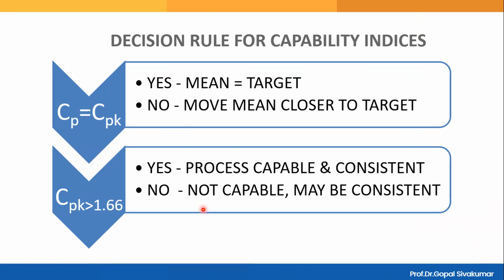This is the requirement: CP must be equal to CPK, and CPK must be more than 1.67. If it is more than 1.67, the process can be considered capable as well as consistent, because when CPK itself is more than 1.6, CP will definitely be more than 1.6. CP talks about consistency. CPK talks about capability. Clear?